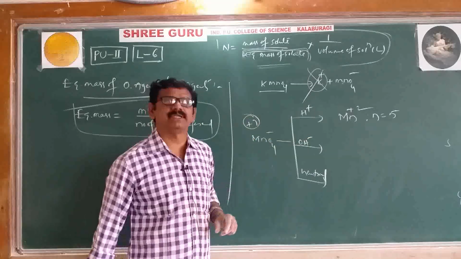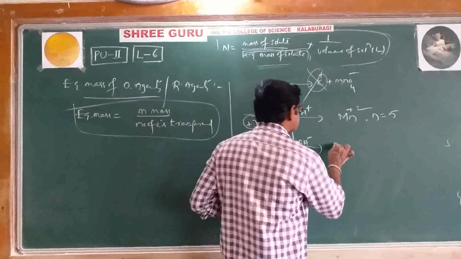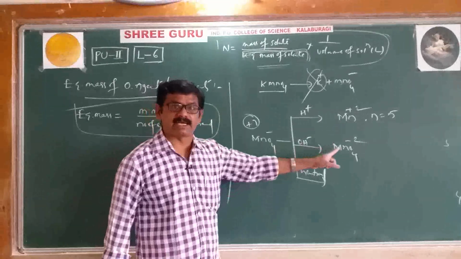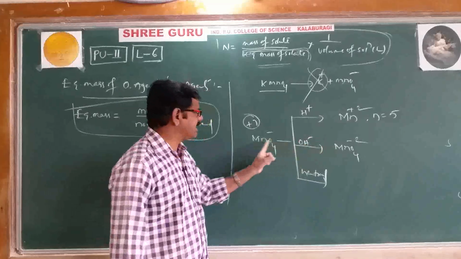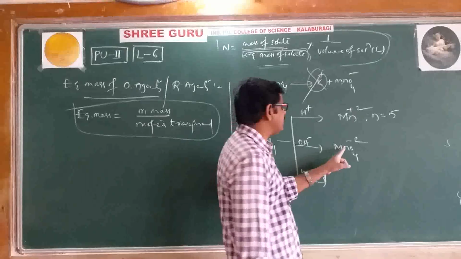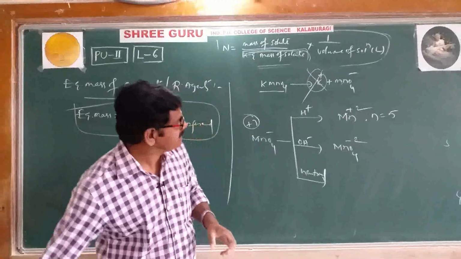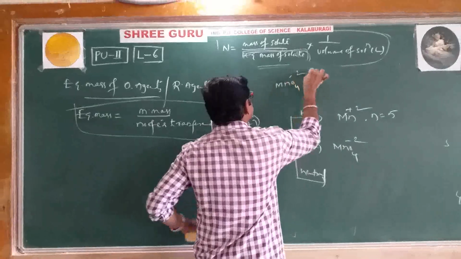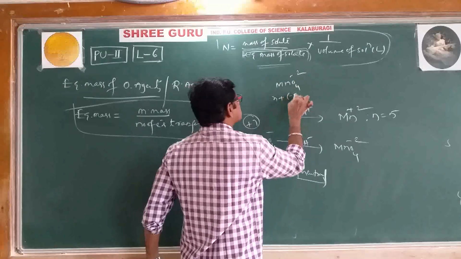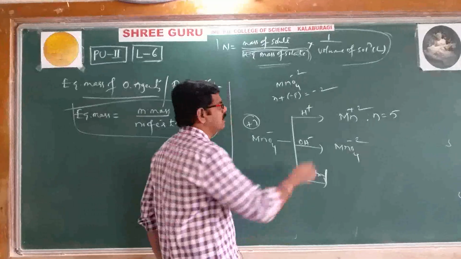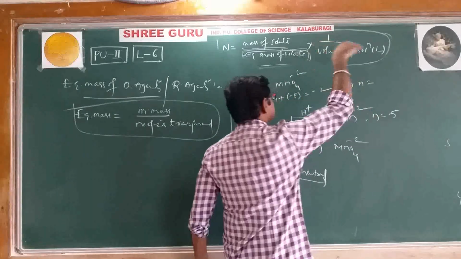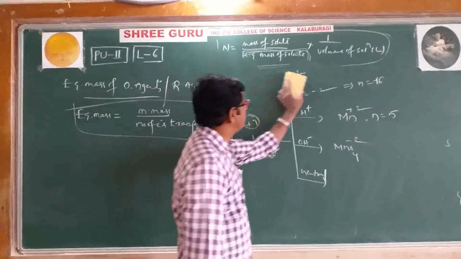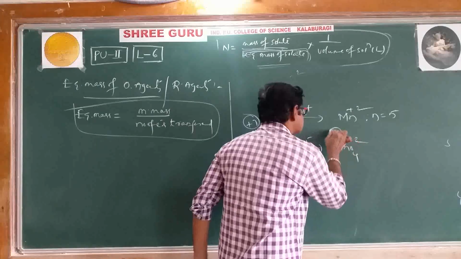Now we will go to basic medium. In basic medium, MnO4 minus is converted to MnO4 2 minus. The permanganate ion is converted to the manganate ion. In the manganate ion, we will calculate the oxidation state of manganese. MnO4 2 minus, X we don't know, plus 4 into minus 2, that is minus 8, equal to minus 2. Therefore X equals 8 minus 2, we are getting plus 6. Therefore, here the manganese oxidation state is plus 6.